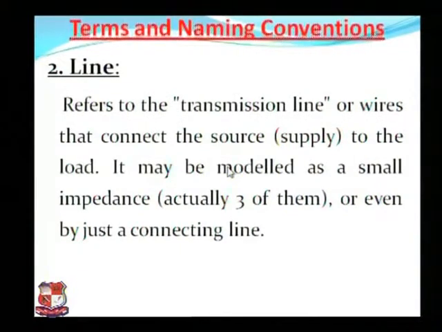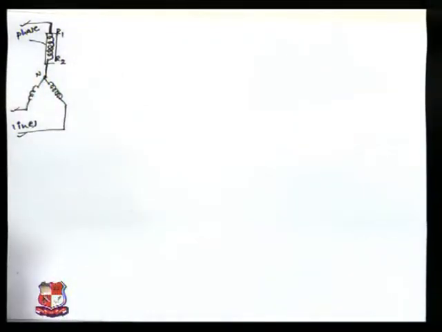The next one is a line, which refers to the transmission line or the wires that connect the source to the load. It may be modeled as a small impedance or even by just connecting lines. Like R phase, the second phase and the third phase, with the central point N. These are called the lines, which are connected with either the source or the load side.